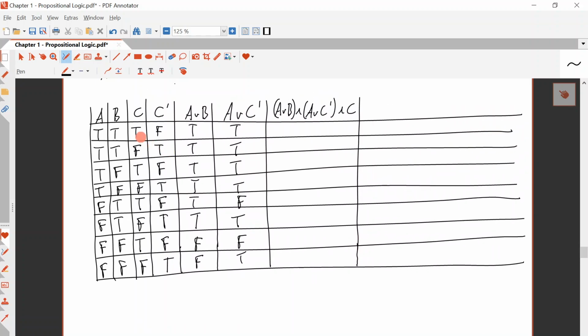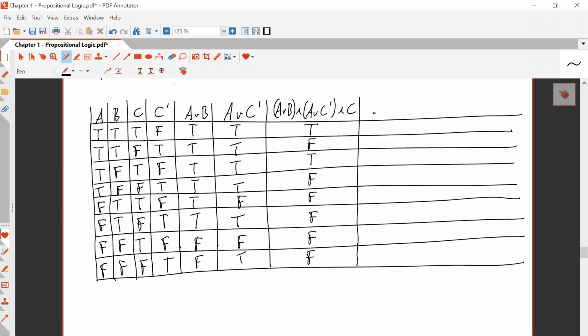Does that happen anywhere? Right here, true, true, true. So it's true there. C is false. True, true, true. It's true here. C is false. True, true, false. False. True, false, false. And then false. So true, false, false, false, false, false.